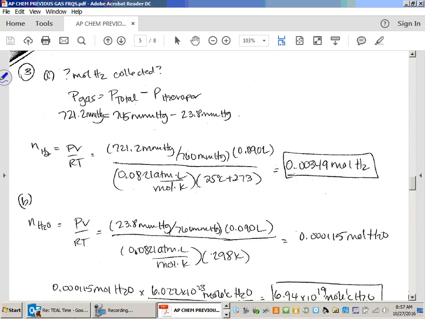Was it 90? Sorry, 90.0 was our qualifier sig fig, so it should have been 3 sig figs. So 0.00349 should be it.